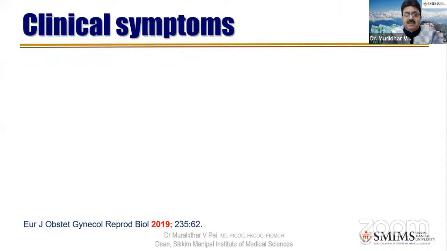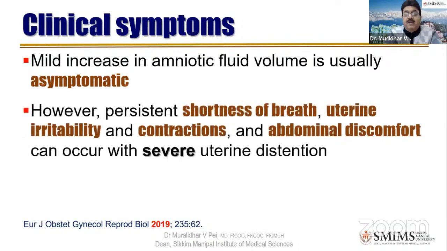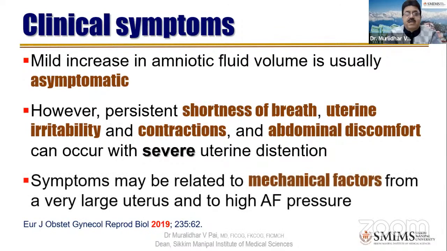What are the clinical symptoms? This is again not a very difficult one to think of. Mild increase in amniotic fluid volume is usually asymptomatic. Patient may not realize, doctor also will not look for it. However, persistent shortness of breath, uterine irritability and contractions and abdominal discomfort can occur with severe uterine distension. If the polyhydramnios increases, all these things will be complained by the patient. Symptoms may be related to mechanical factors from a very large uterus and to high amniotic fluid pressure. This is purely mechanical.